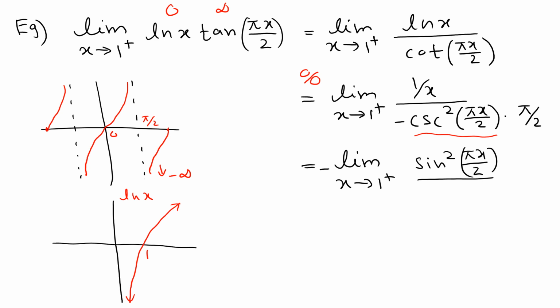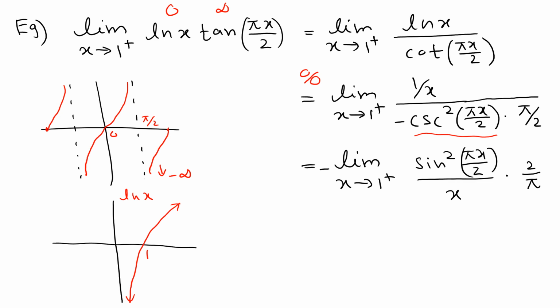And the 1 over x, if you multiply the top and bottom by x, x is going to go down. And then we have this one also, you can write this one as 2 over pi. Pi over 2 becomes 2 over pi because it's in the denominator. Now, let's see what will happen when x goes to 1.